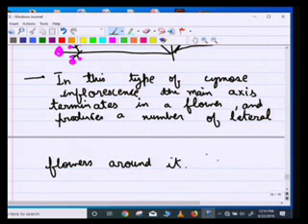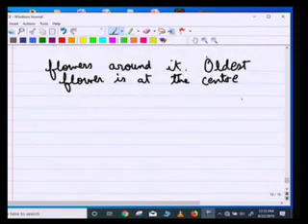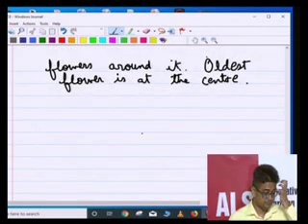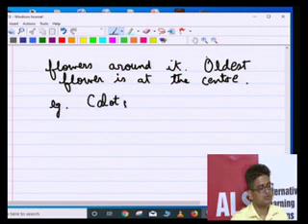Oldest flower is at the center. This is enough. Examples, two plants you have to write: Calotropis and Hamelia.